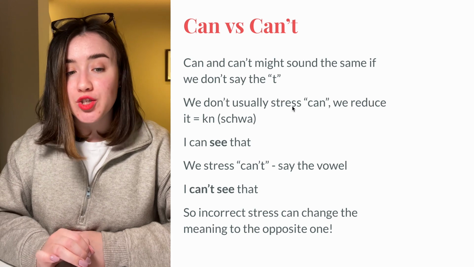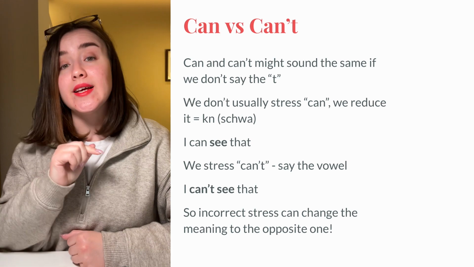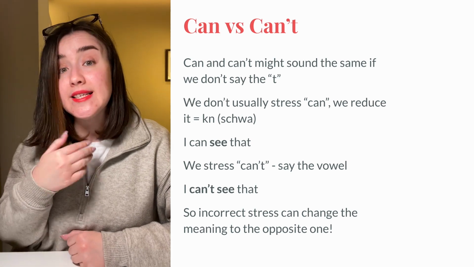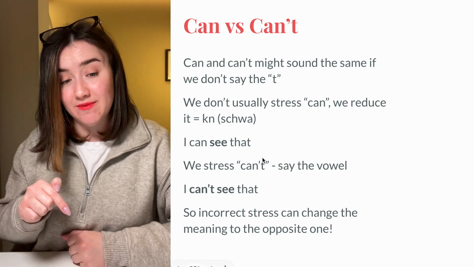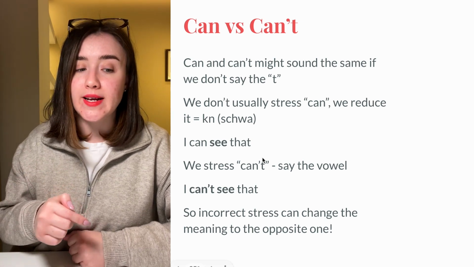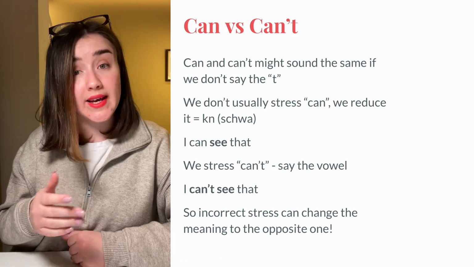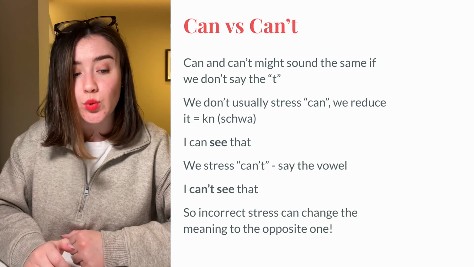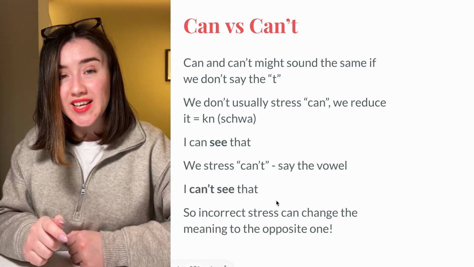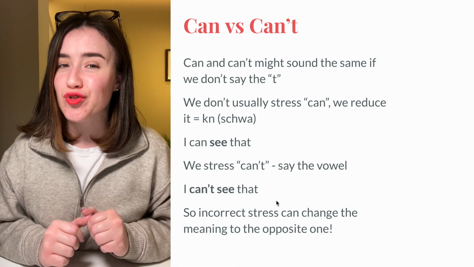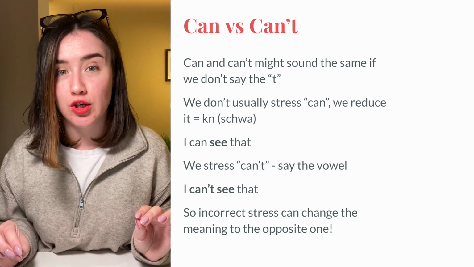So we do not stress can, we reduce it. It's "can," right? I can see that. It means yes, I can see that. But we do stress can't. We say the vowel, right? I can't see that. So it's not a schwa. I can't see that. So we're stressing both can't and see. I can't see that. So here, in such cases, incorrect sentence stress can actually change the meaning like 100%, right?